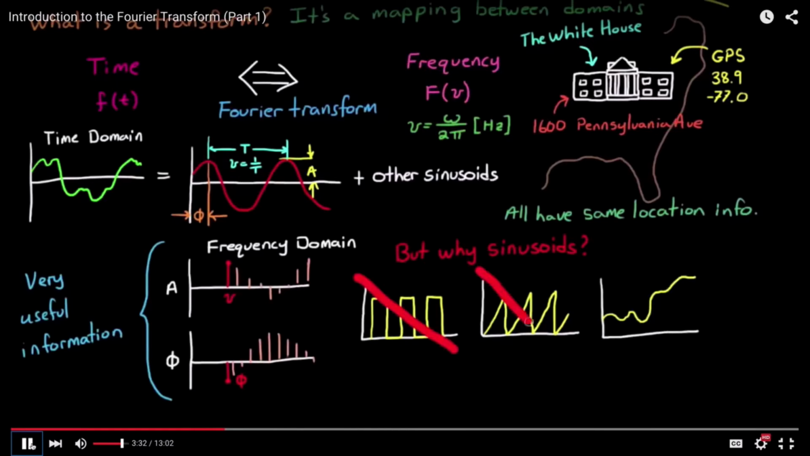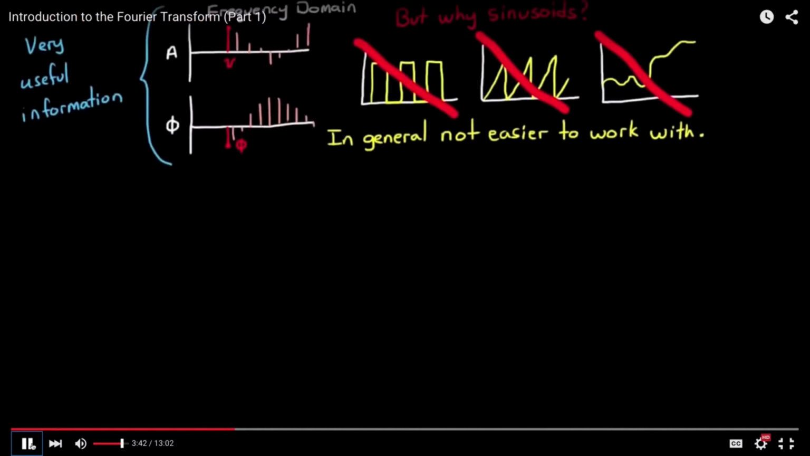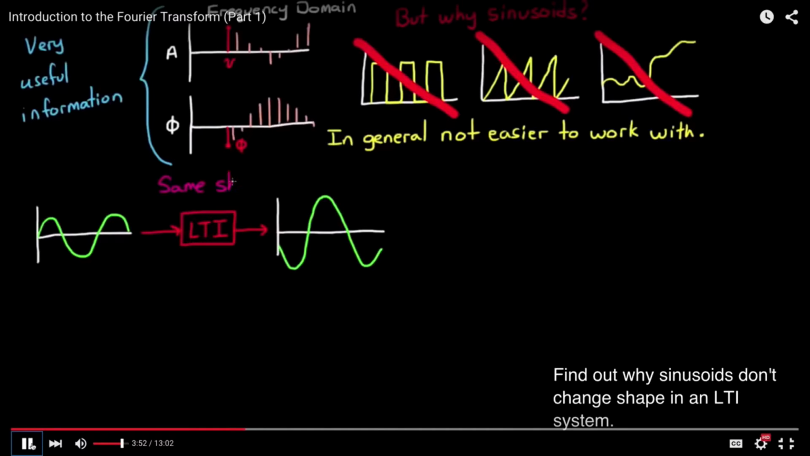Well, what we're trying to do is transform the signal into something that's easier to work with, at least for our particular purpose. And sinusoids are great because they're the only waveform that doesn't change shape when subjected to a linear time invariant system, or LTI system. There's a link at the bottom of the screen to a video that describes why this is true.